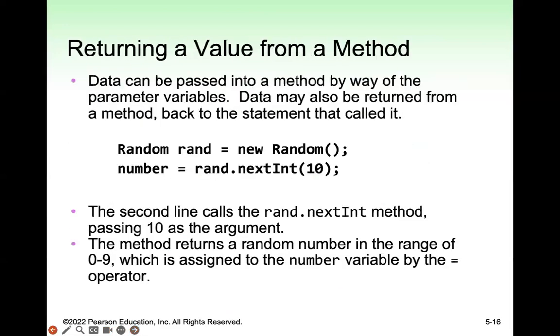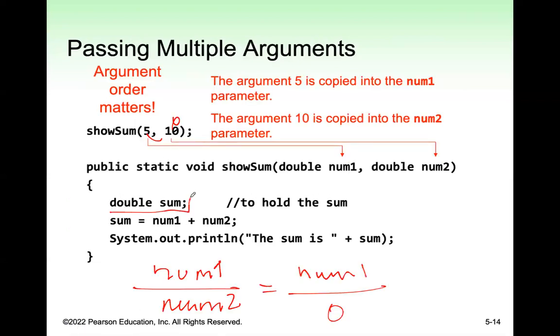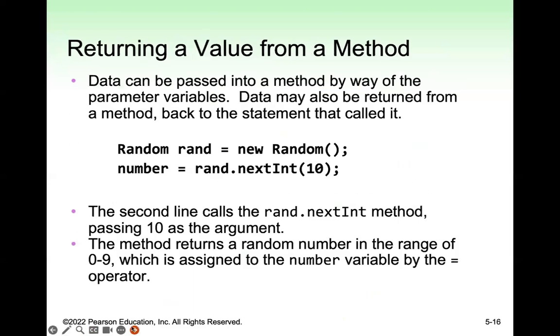Let's see, local variables. The only thing you need to know about local variables, we have one right here. This is what a local variable is, double sum, because it exists within a method. Once the method stops executing, that local variable stops existing. It does not hold any value for you. Even though we assign it to 15 right here, this value will not hold anything after this method is done executing. So that's the thing that you need to know about local variables.